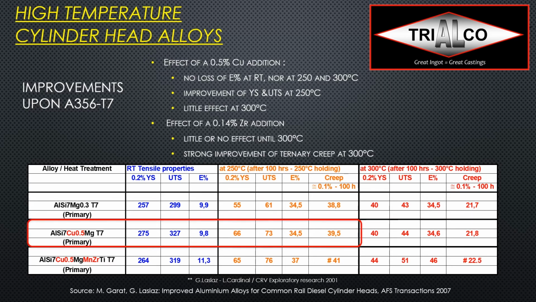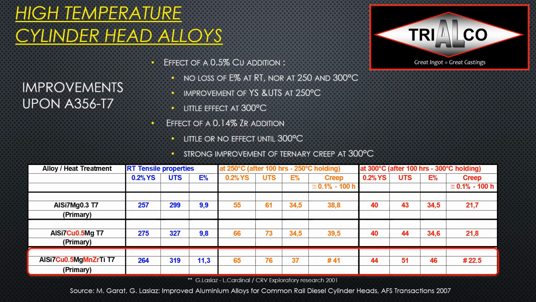If I add the 0.5 copper, well, no surprise, I'm getting quite a bit of a strength boost at 250. I do not have any effect beyond 250. At 300 degrees, I'm just as bad as if I didn't have copper, because I said it before, copper loses its strengthening effect after 250 degrees Celsius. So this is really where we kick in with our dispersoid hardening elements.